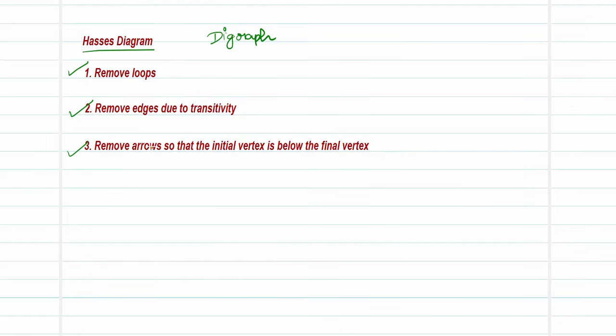Next thing, you remove the arrows so that the initial vertex is below the final vertex. Keep these 3 points in mind, so you will be getting your Hasse diagram from your directed graph. So we will apply it to a problem.